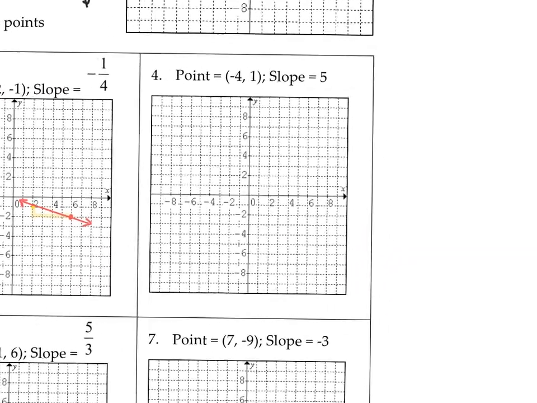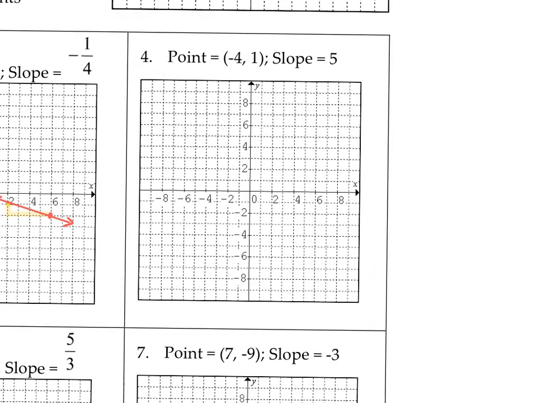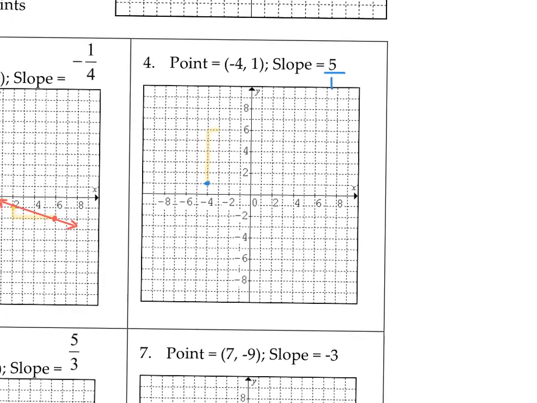So for number 4, we have our point at -4, 1. So that's my starting point. And my slope is 5. I'm going to write that as 5/1, which means I'm going to rise 5 and run to the right 1. So rise 5, run to the right 1. I'm going to go ahead and plot that new point.